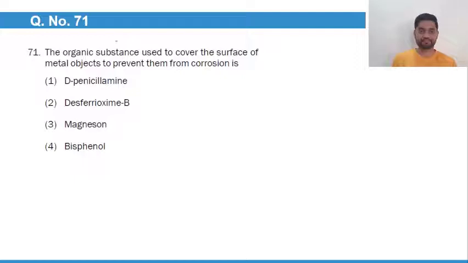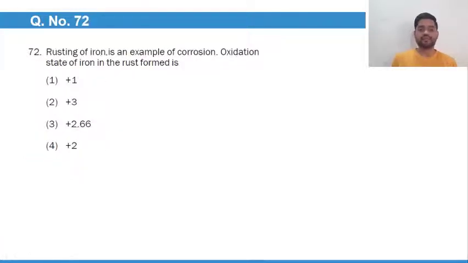Proceeding further, the organic substance used to cover the surface of metal objects to prevent them from corrosion. Memory base, it is bisphenol. So you have to remember this thing, it is bisphenol. Clear? Next, rusting of iron is an example of corrosion. Oxidation state of iron in the rust formed is, so rust is what? Fe2O3.xH2O. This is rust, and if you see the oxidation number over here, it will be +3. And as for question number 72, +3 will be the right answer.